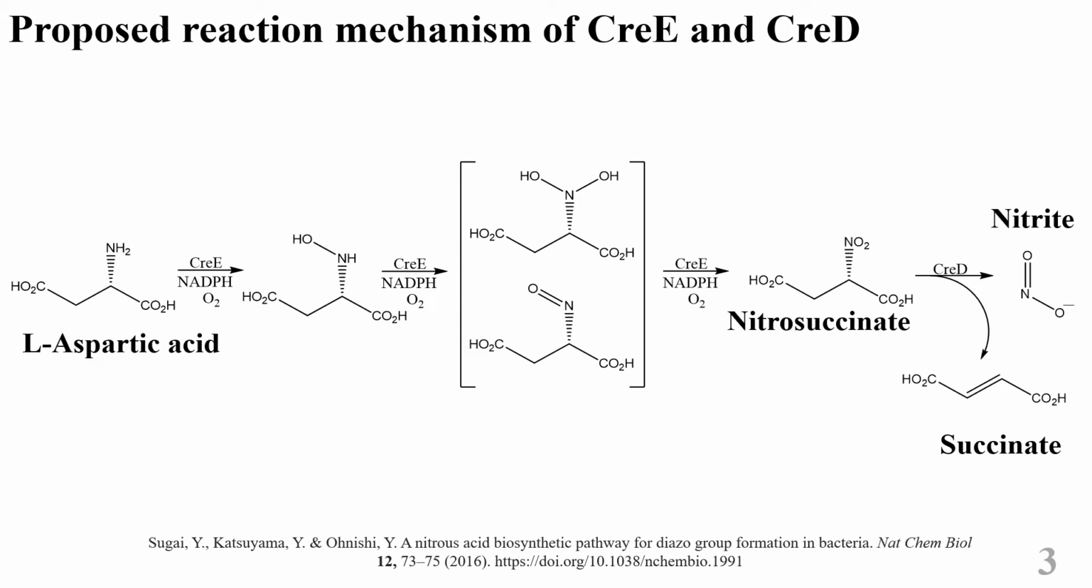CreE takes L-aspartic acid and oxidizes it 3 times, giving us a 6-electron oxidation by a single enzyme, which hasn't been seen before. CreE uses oxygen and NADPH, which is an electron carrier, to oxidize L-aspartic acid into nitrosuccinate. After the oxidation, we have CreD come in and cleave off the nitro group, giving us the nitrite that is being used in the previous slide by CreM to make creamycin.